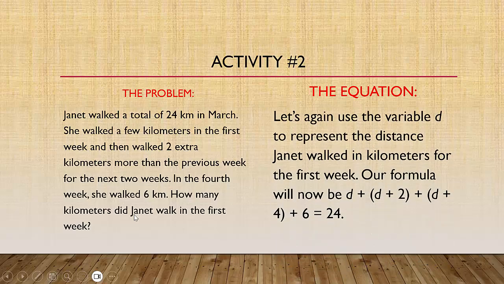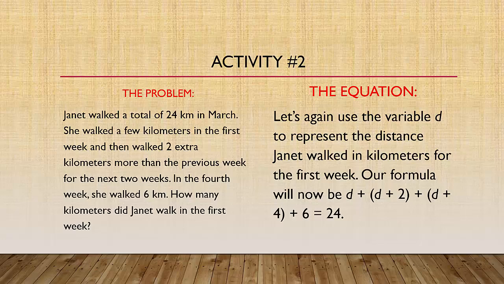For our equation, we're going to again use the variable d to represent the distance Janet walked in kilometers for the first week. Our formula will now be d plus (d+2) plus (d+4) plus 6 equals 24. Most of us understand equations, but if you find this a little bit confusing, let me break it down.